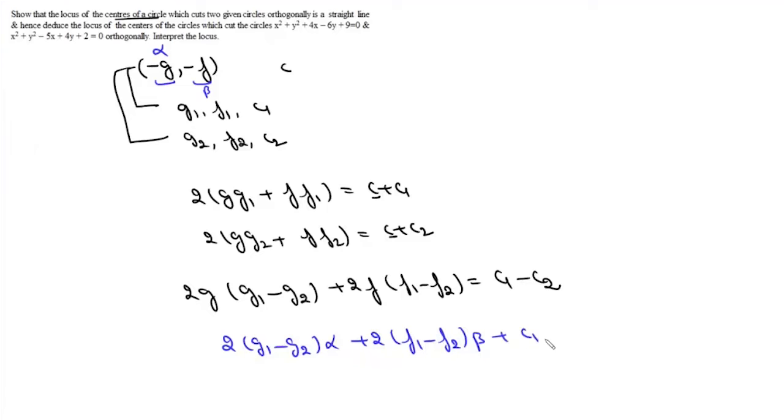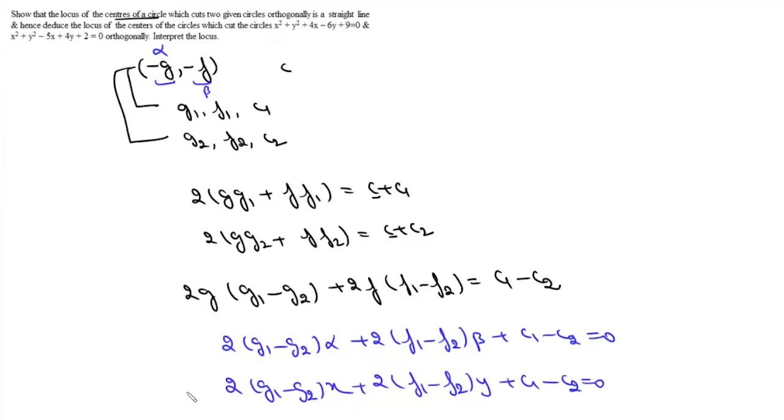So it will be plus C1 minus C2 equals 0. So this locus will be 2(G1 minus G2)x plus 2(F1 minus F2)y plus C1 minus C2 equals 0, which is nothing but the equation of a radical axis of these two circles. So essentially, the locus of the center of a circle which intersects two given circles orthogonally will be their radical axis.